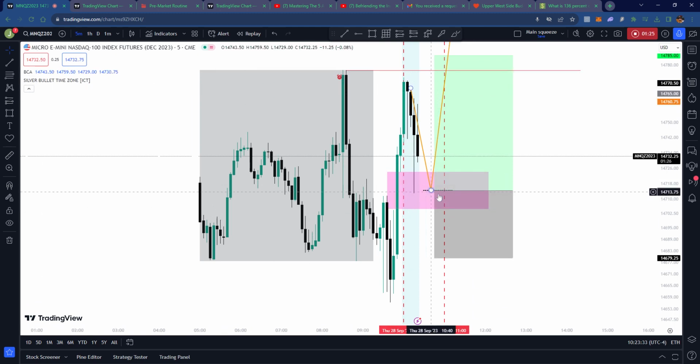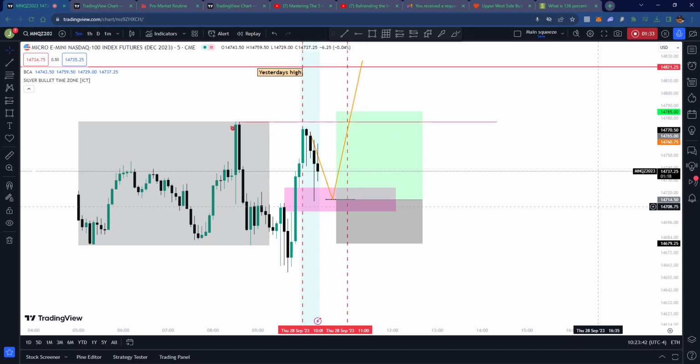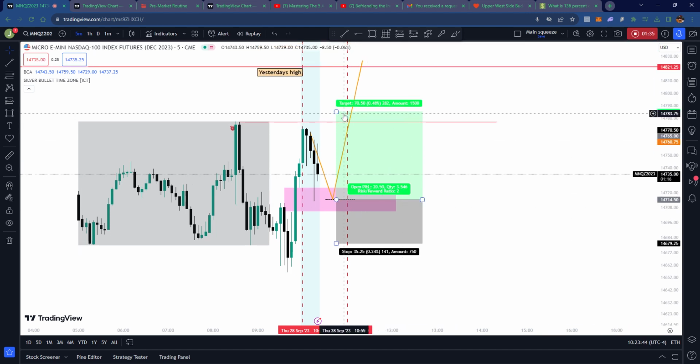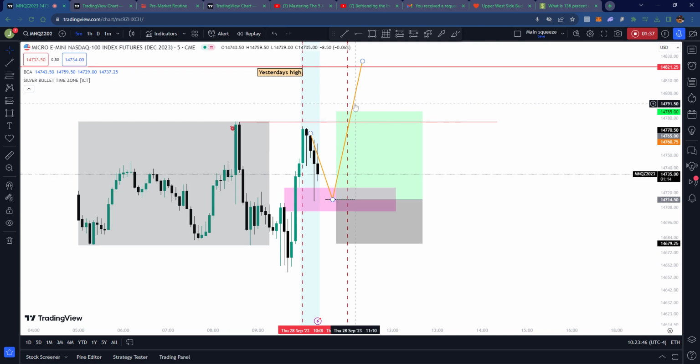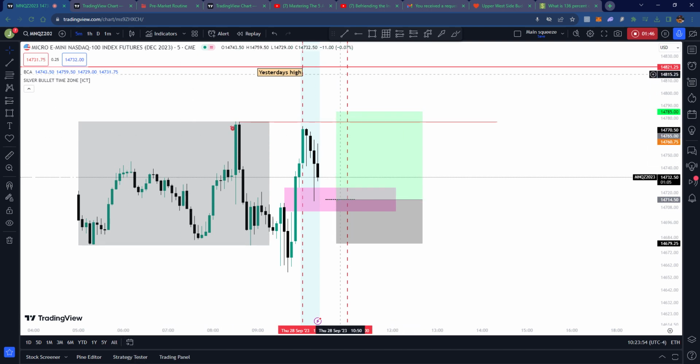I don't want to see this going back down below here. I really don't. But it doesn't mean I'm going to go break even though. Even though I don't want to see it go back below, because my strategy doesn't have break evens and I don't even have partials, but I will take a partial if it goes back above here. 1 to 2, I'll take 2 contracts out and leave the last one to hit yesterday's high.